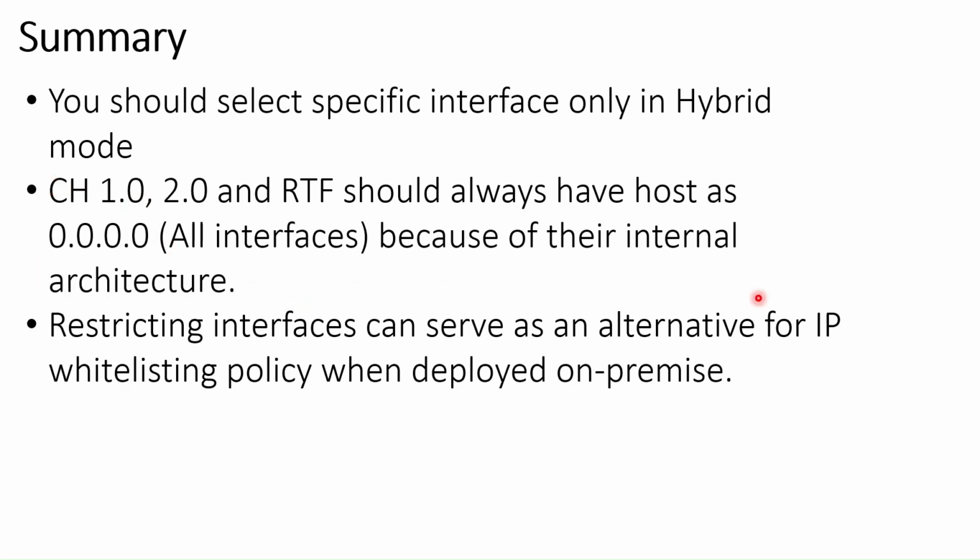I haven't demonstrated this part by deploying on CloudHub or RTF because it's quite obvious based on what we have seen that it won't work, but you can test it on your own and see the results. Now, restricting interfaces can serve as an alternative for IP whitelisting policy when deployed on premise. It's because you are literally trying to block an IP, a network, right? So if you give a particular IP from a specific network, only that particular network will be able to access that Mule application. All other requests would simply not be honored.